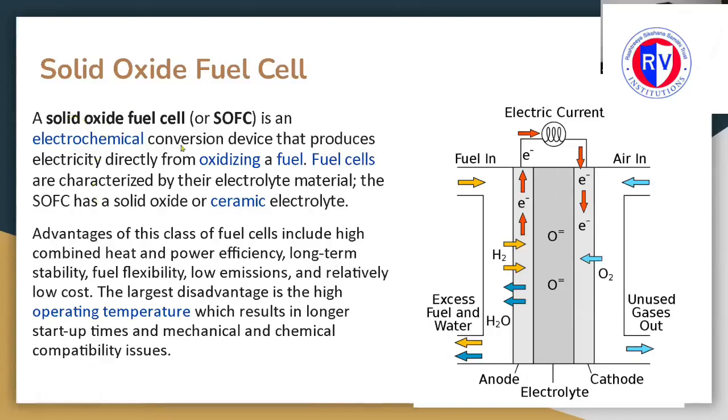Solid oxide fuel cell. It is an electrochemical conversion device that produces electricity directly from oxidizing a fuel. Fuel cells are characterized by their electrolyte material. The SOFC has a solid oxide or ceramic electrolyte. Advantages of this class of fuel cell include high combined heat and power efficiency, long-term stability, fuel flexibility, low emission, and relatively low cost. The large disadvantage is the high operating temperature, which results in longer startup times and mechanical and chemical compatibility issues. That's it for me.